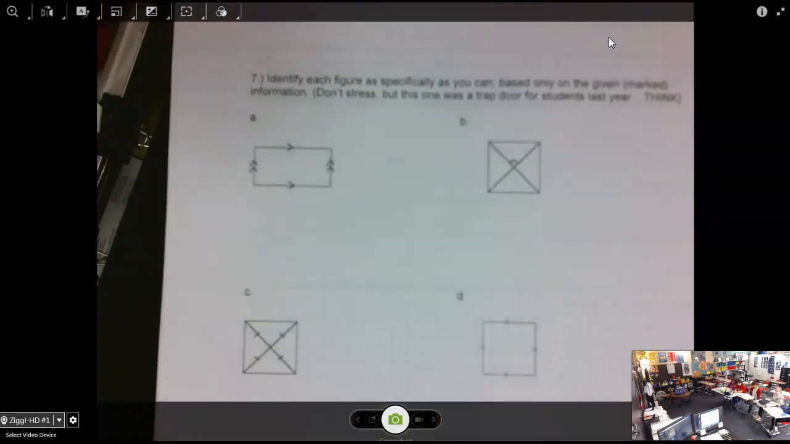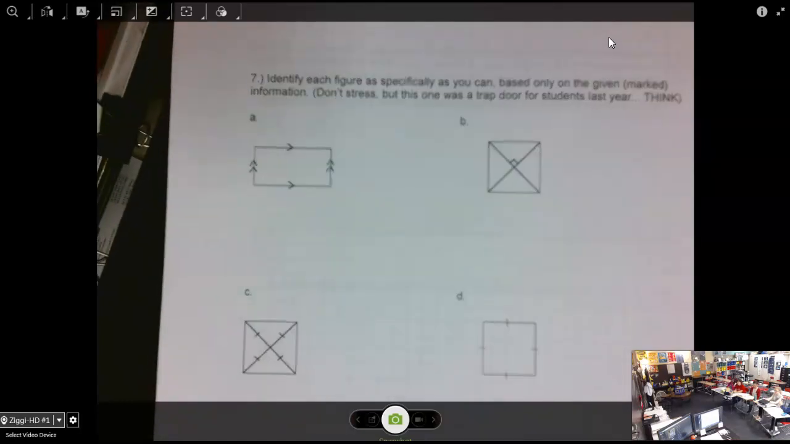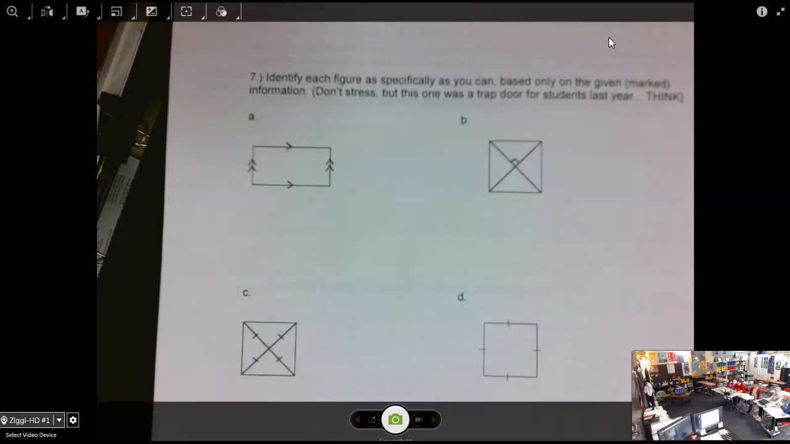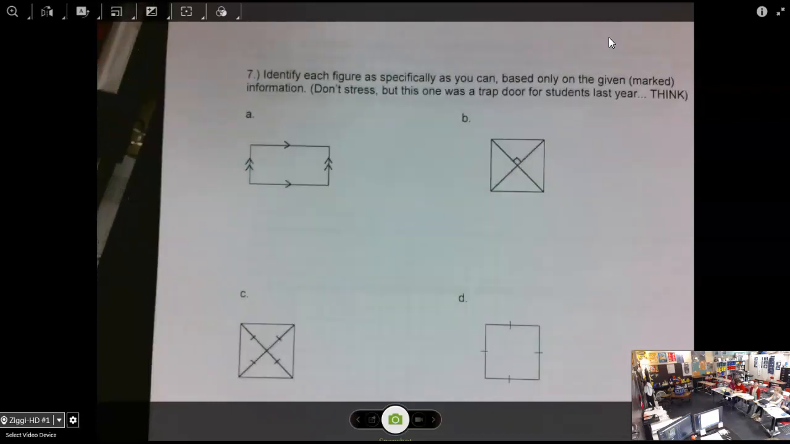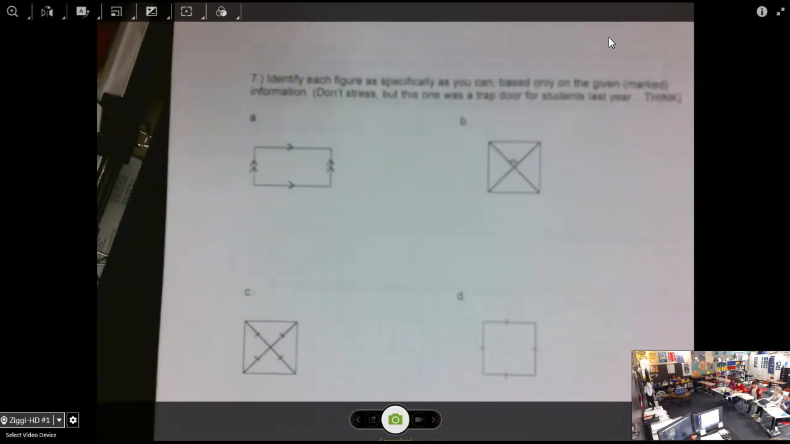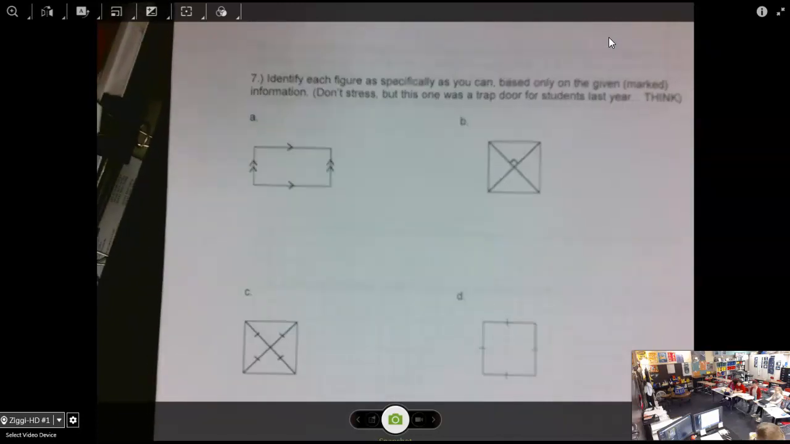So A, most of us got that right. The only thing you are certain of is the parallelness of the top and bottom and the left and right, making that shape a parallelogram. That's it. Oh, I got it right, but now I'm thinking about the other one. So in B, what do we know?